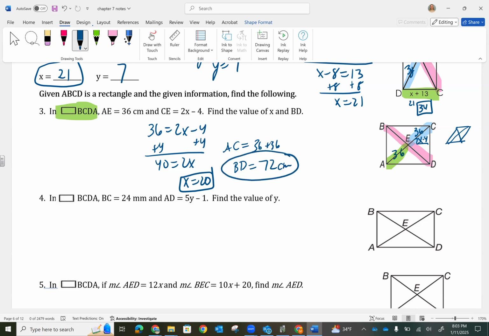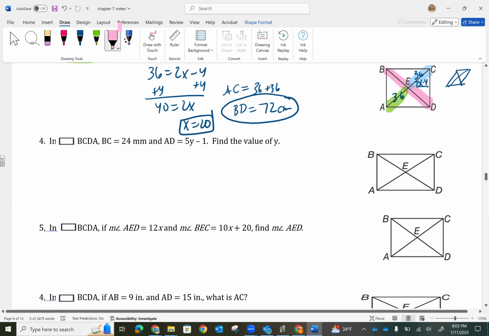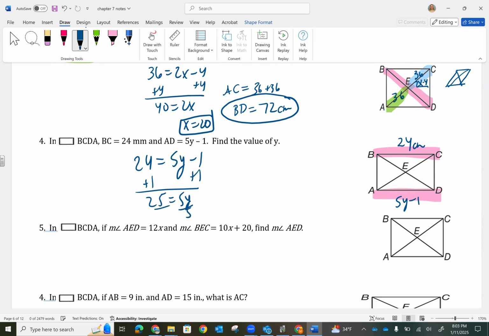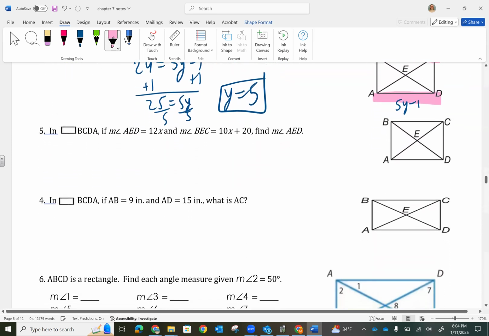There we go. The next one, if BC is 24 and AD is 5y minus 1. So BC is 24 centimeters, and this right here is 5y minus 1. Opposite sides will be congruent, so 24 has to equal 5y minus 1. Divide by 5. Y is equal to 5. Okay, good.